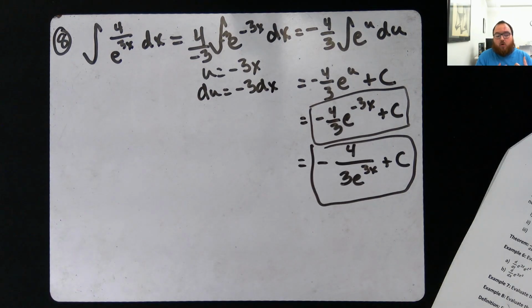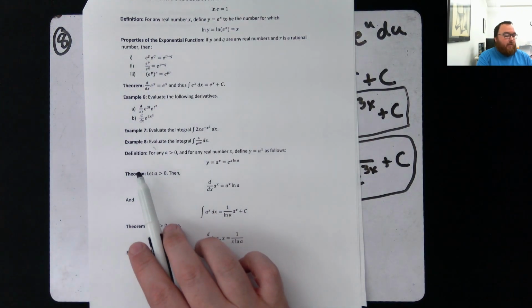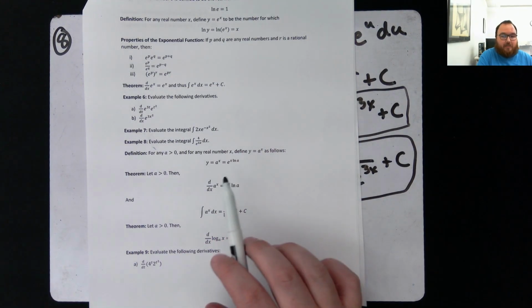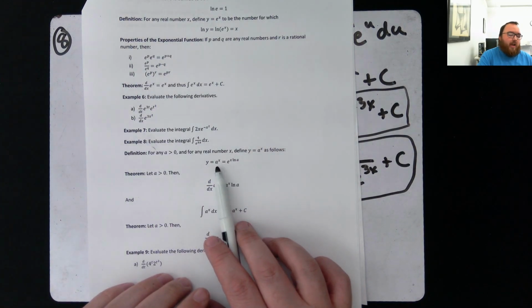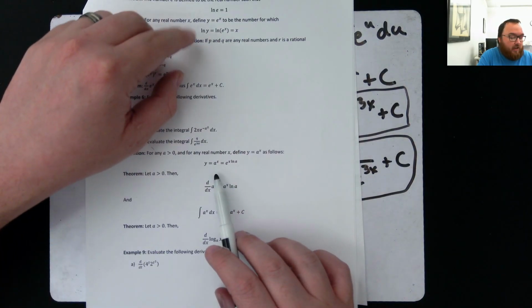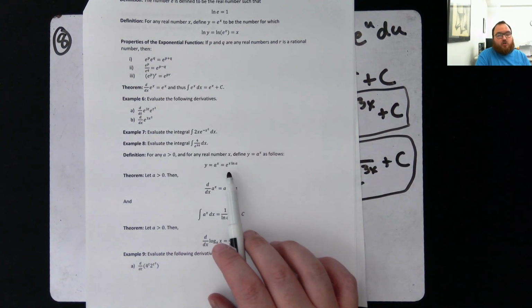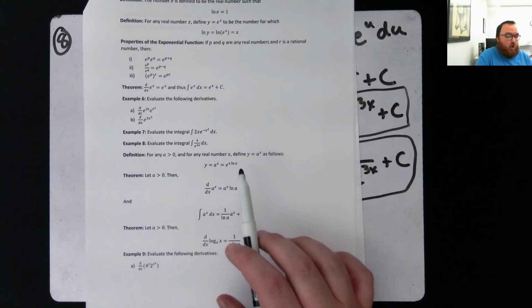All right, so using these rules for the natural log and for e, I can extend it to where they work no matter what the base is. So let's define this. Define y equals a to the x as this. Y is equal to a to the x, which because we said x is equal to that up here, that is the same thing as e to the power of x times the natural log of a.